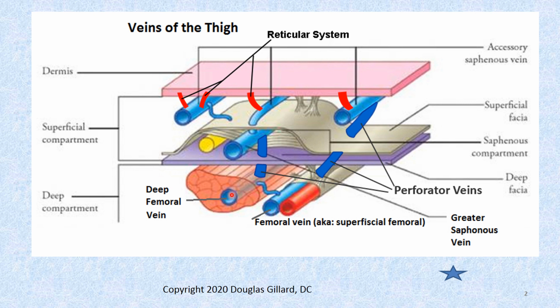We have the deep femoral vein. We have the femoral vein. Remember, the deep femoral and the femoral vein are members of the deep system. Deep is for dangerous, a dangerous place to get a blood clot or thrombus formation. All right. And remember, that should never be called the superficial femoral vein.